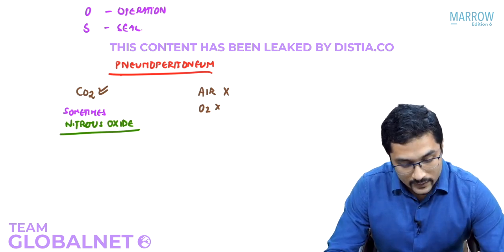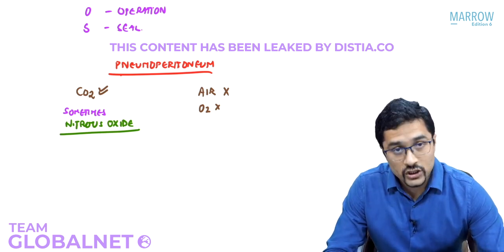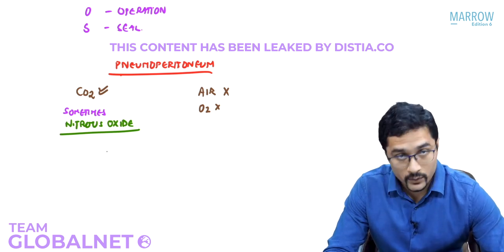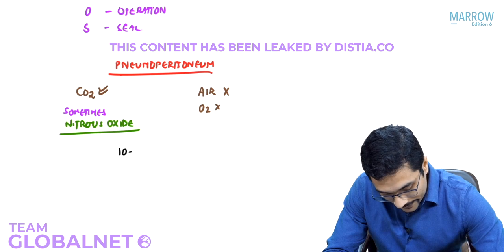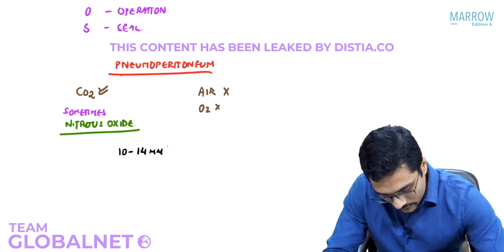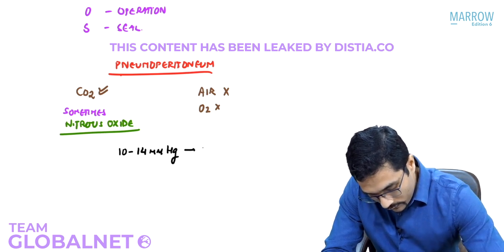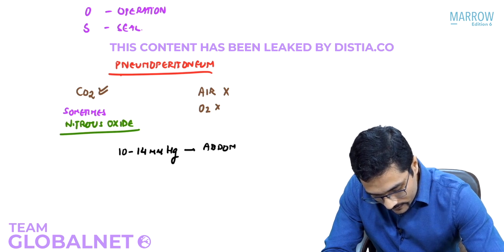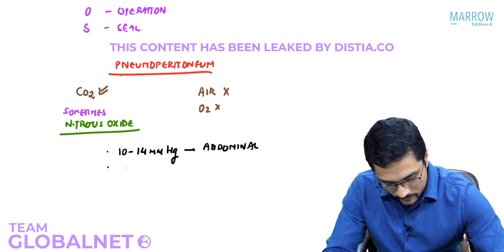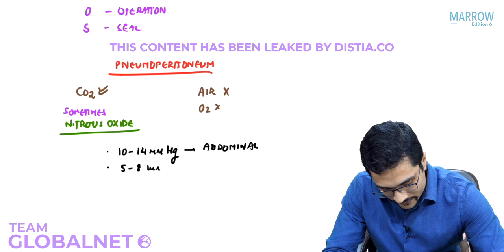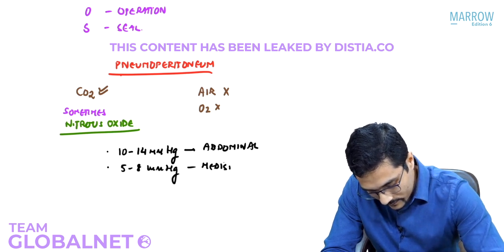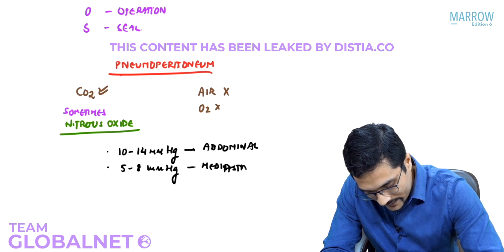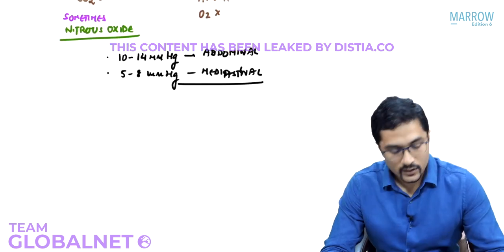Now, what is the amount of pressure which we achieve when we are insufflating the abdomen with carbon dioxide? So the pressure which we want to achieve is 10 to 14 millimeters of mercury for abdominal surgeries, and 5 to 8 millimeters of mercury when we are doing mediastinal surgeries. When we are doing mediastinal surgeries, 5 to 8 millimeters of mercury is good enough.